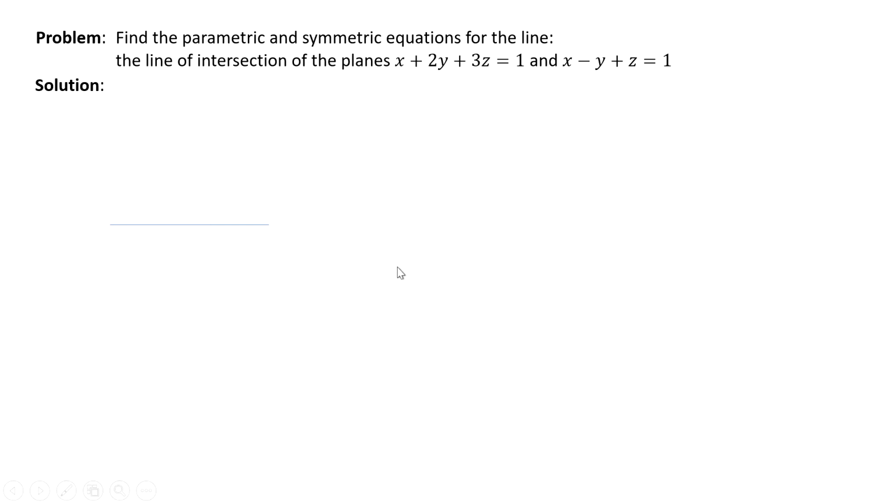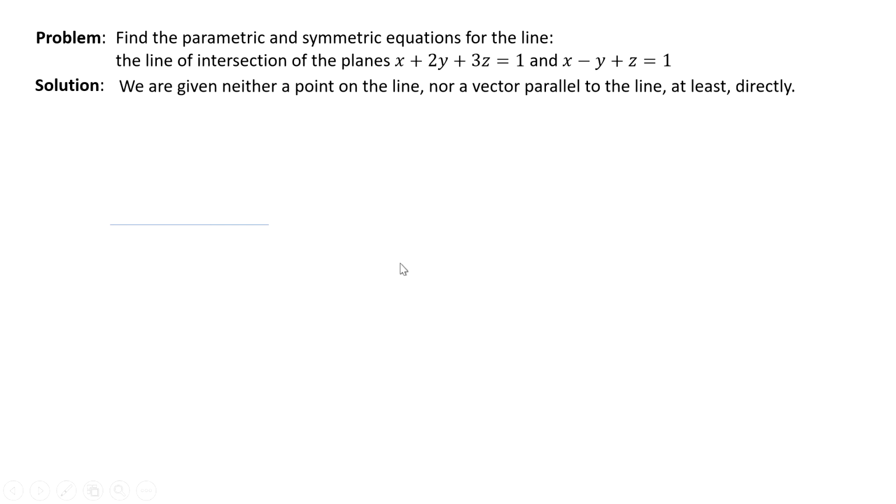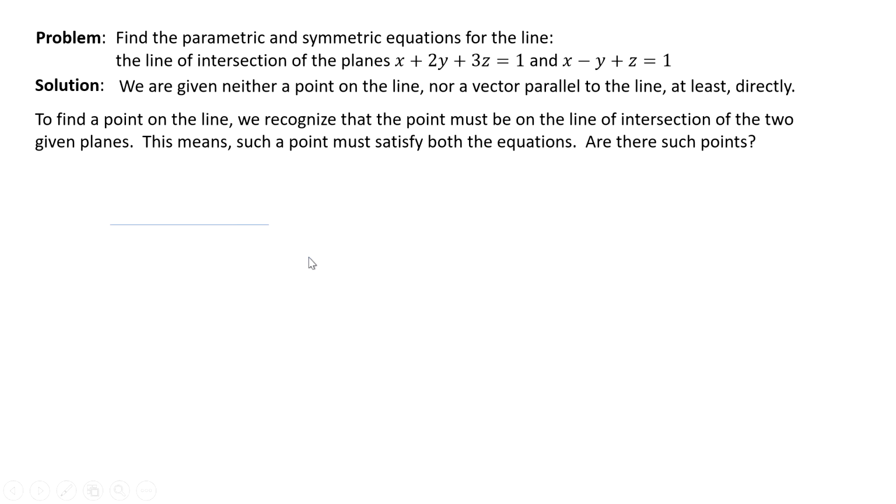So to solve these two equations, let me see, what did I say? We are given neither a point on the line nor a vector parallel to the line, at least not directly. To find a point on the line, we recognize the point must be on the line of intersection of the two planes. This means such a point must satisfy both the equations. Are there such points? Yes, there are. So this is what I'm doing.